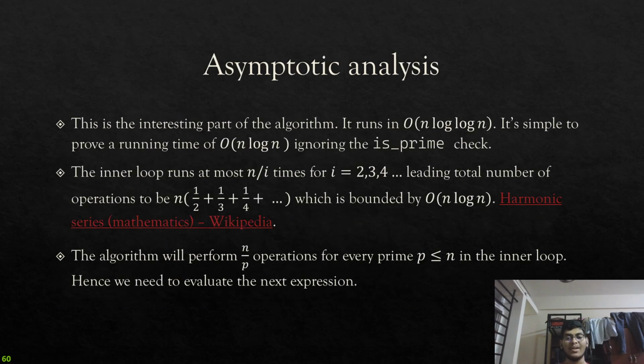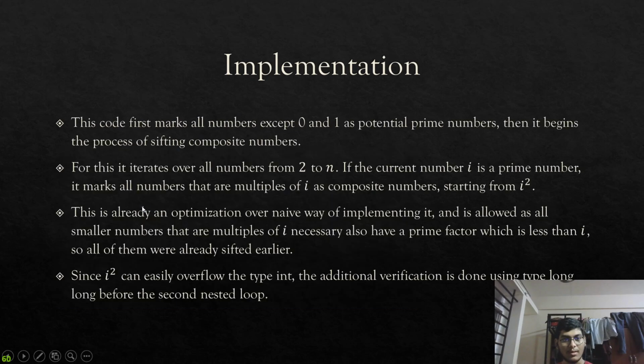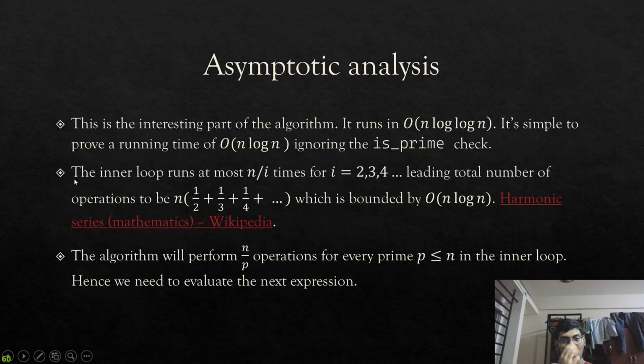The interesting part of the algorithm is that it runs in O of n log n. It's simple to prove a running time of O(n log n), ignoring the is-prime check in the code in the third line. The inner loop runs at most n by i times for i equal to 2, 3, 4, etc., leading your total number of operations to be n times 1 by 2 plus 1 by 3 plus 1 by 4, which is the harmonic series. So it's bounded by log n. So the whole thing is n log n.